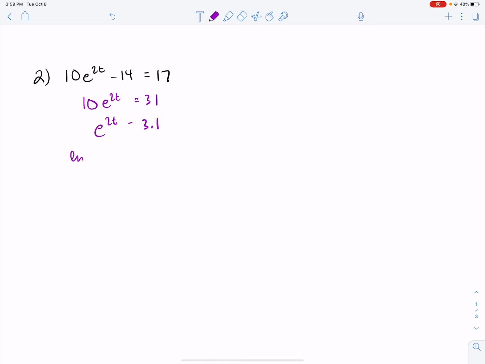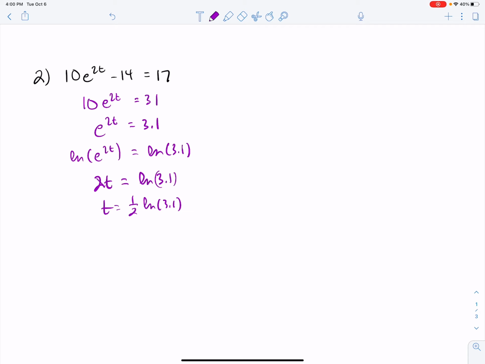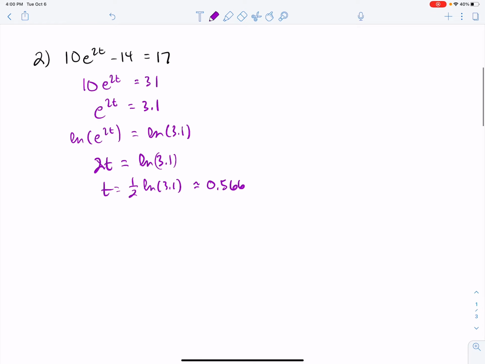Now, at this stage, I can apply logarithms. And so natural log of e to the 2t is just 2t. So 2t is natural log of 3.1. And t, the exact answer, would be 1/2 of the natural logarithm of 3.1. But again, if I want to know what this is in decimal form approximately to 3 decimal places, this is going to be 0.566. So if two expressions are equal, their logarithms are equal. That's a good tool to have.